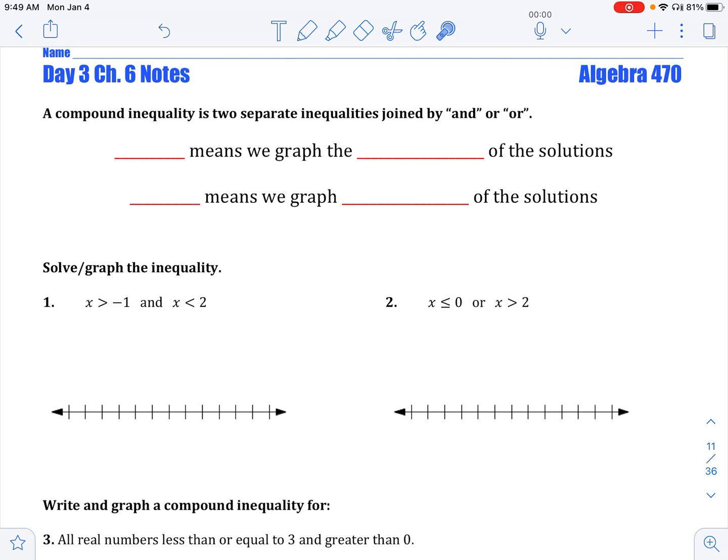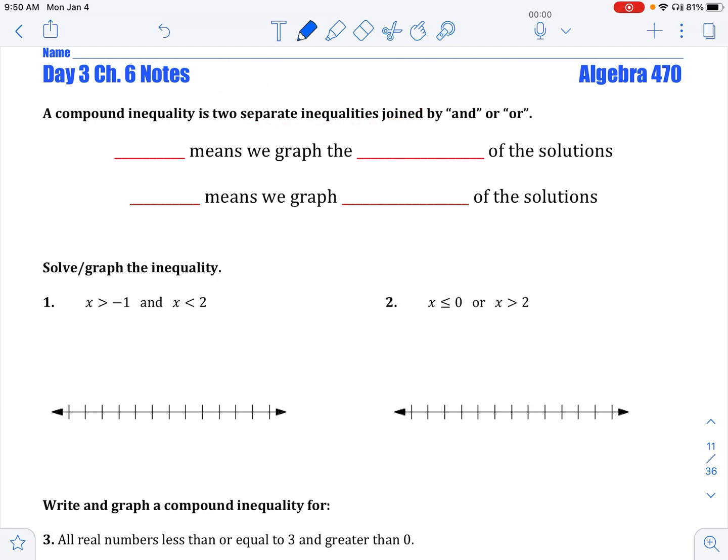A compound inequality would be those inequalities that are joined by two inequality signs. When we put two inequality signs in there, we start including some words like "and" or "or". Again, we'll talk about how to read those as we talk about the examples below. But it's important to recognize that a compound inequality is joined by two separate inequalities.